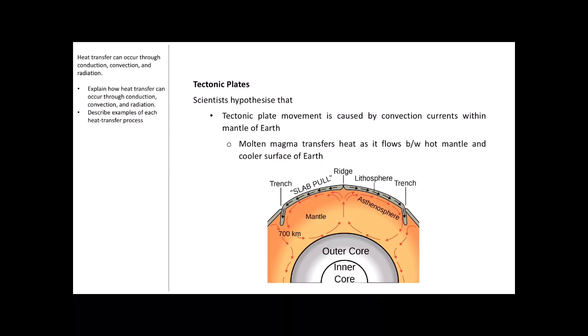Then because the surface of the Earth is a bit cooler, that magma that has heated and risen will become cooler itself, so its density will increase as its particles have less kinetic energy, and then it will drop back down. So there's that cycle that occurs. And it's hypothesized that this cycle and this motion of the magma might pull tectonic plates under each other.